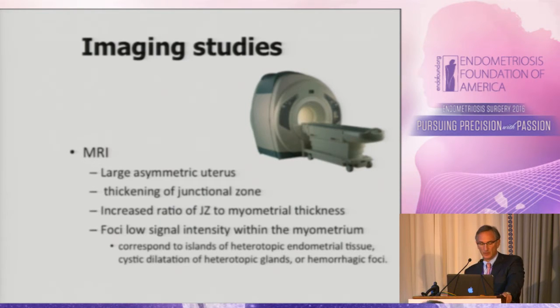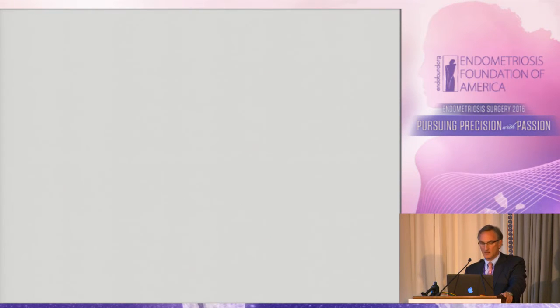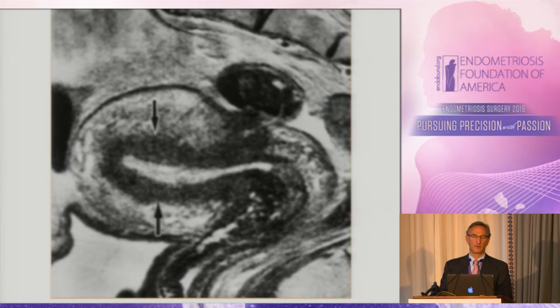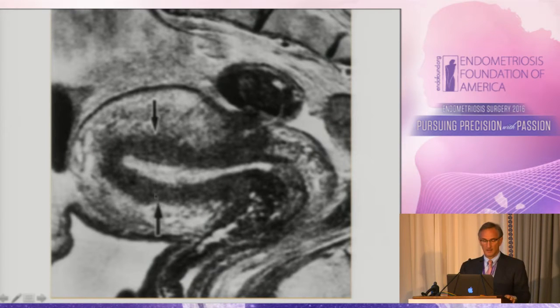So with an MRI, what we're looking for is a large asymmetric uterus, a thickening of the junctional zone, an increased ratio of the junctional zone to myometrial thickness, and then we look for foci of low signal intensity within the myometrium. This is an interesting picture from a particular article that described the adenomyosis. They were measuring here the junctional zone and saying how thick it was, and this is how they made the diagnosis of adenomyosis.